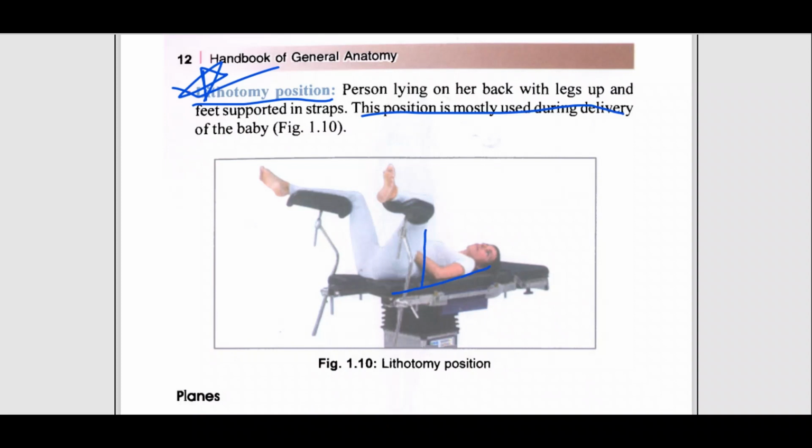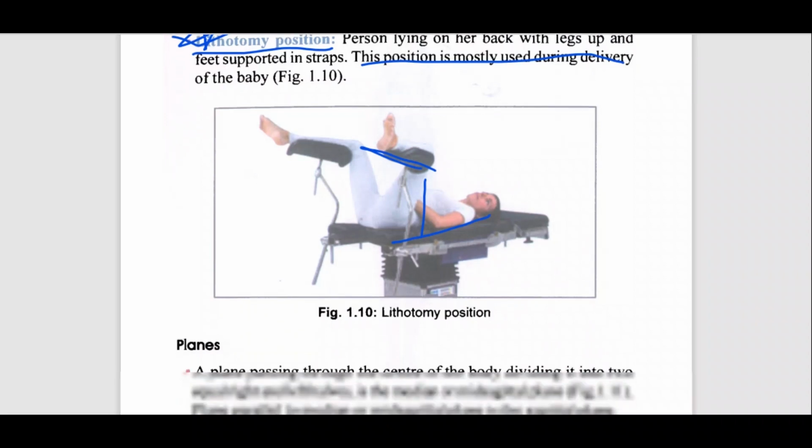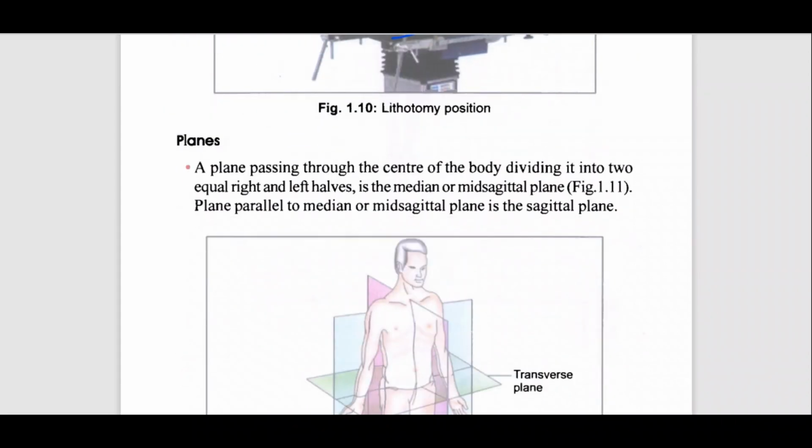अच्छा, it is defined as the person lying on her back with legs upward and feet supported by straps or in straps. This position is mostly used in the delivery of baby. अच्छा, आपके पास MCQ आएगा the position which is used during delivery of the baby. अच्छा, तो वहाँ पे होगा कि supine, anatomical, prone or lithotomy. So you will have to correct the lithotomy position.